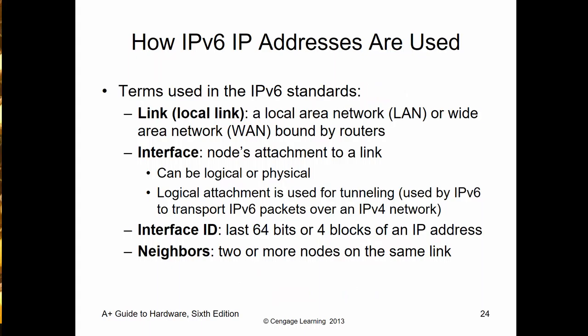So some key terms you're going to have to know for IPv6 is what a link or a local link is going to be. And that's going to be a local area network or a LAN or WAN bound by a router. That's going to be the link for our local network. An interface, that's where we're going to be attaching our end node or our physical cable. An interface ID normally is 4 blocks of an IP address. Neighbors are just going to be the other hosts or other computers on the same network.